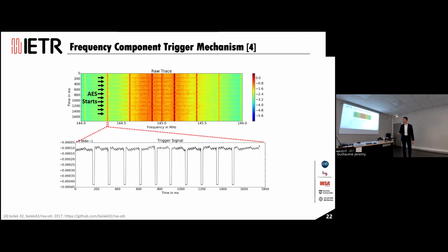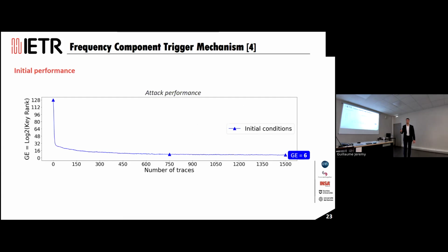And when we use this method to reproduce the attack, we can observe here the attack performance. We can observe that the Gaussian entropy decreases as we increase the number of traces that we collect in the attack. And here we have good performance, and the Gaussian entropy reaches a value of 6.